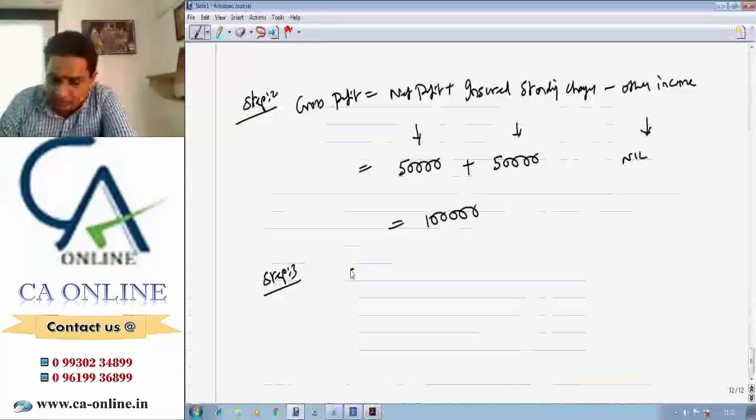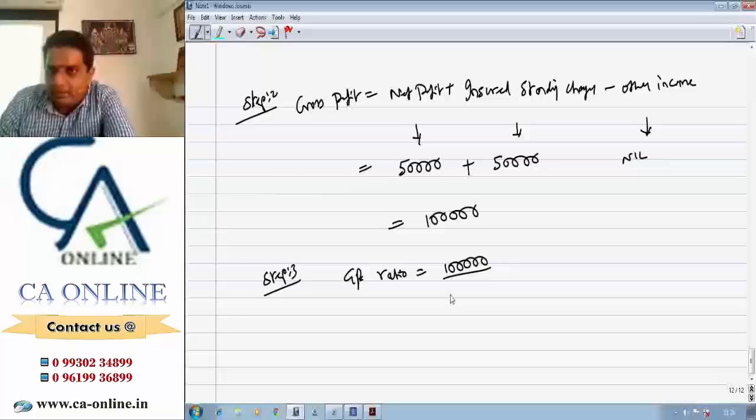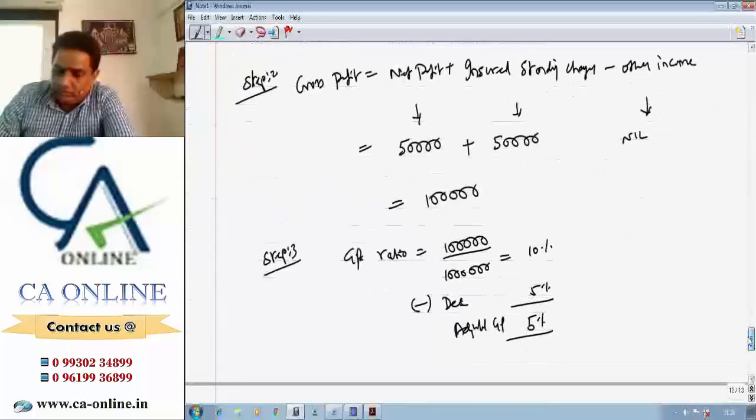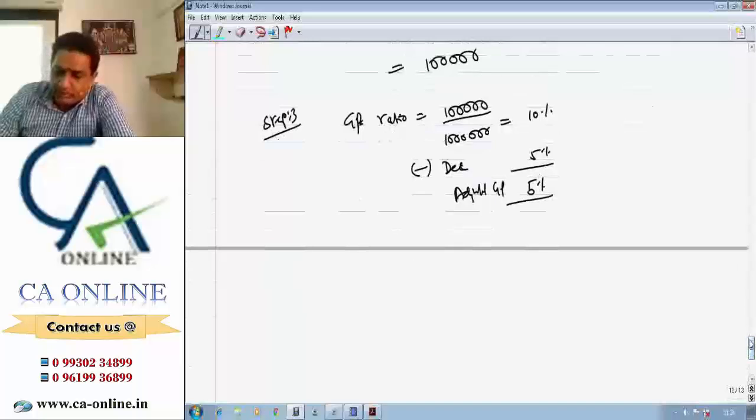Step number 3, GP ratio. GP by sales, 1 lakh by sales, turnover 10 lakhs, 10%. Last accounting year sales 10 lakhs, less decrease 5%. So adjusted GP is 5%. Net profit plus insured standing charges minus other income, 1 lakh. GP ratio 5%.